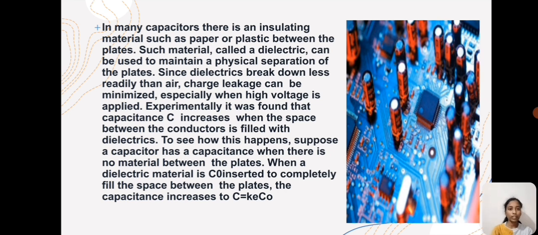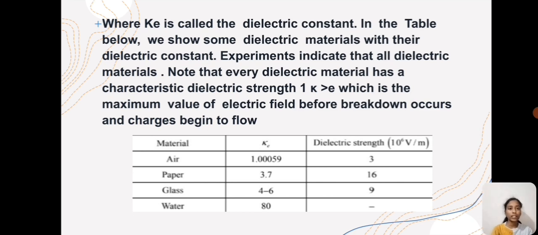Experimentally, it was found that capacitance C increases when the space between the conductors is filled with a dielectric. To see how this happens, suppose a capacitor has a capacitance C0 when there is no material between the plates. When a dielectric material is inserted to completely fill the space between the plates, the capacitance increases to C equals Ke C0, where Ke is called the dielectric constant. In the table below, we show some dielectric materials with their dielectric constants.